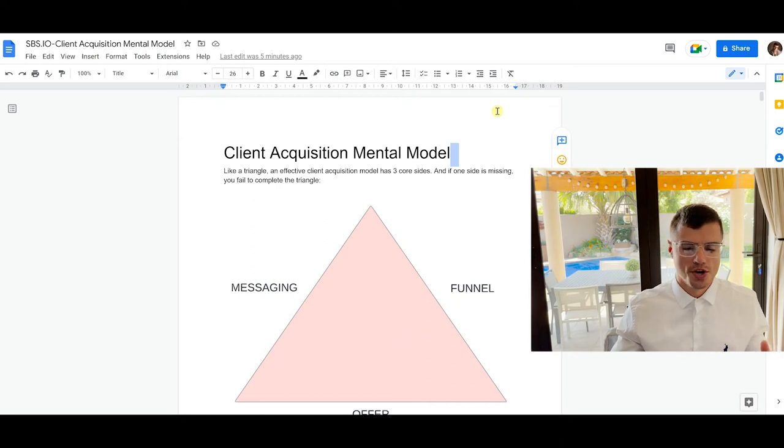So ever wonder what the three pillars are that you need in order to really tap into the client acquisition part of your business? Because look, without a solid client acquisition system or framework, you will basically be spinning your wheels a lot. You'll be sending out thousands and thousands of messages per day, and you would not know why what you're doing is working or why what you're doing isn't working.